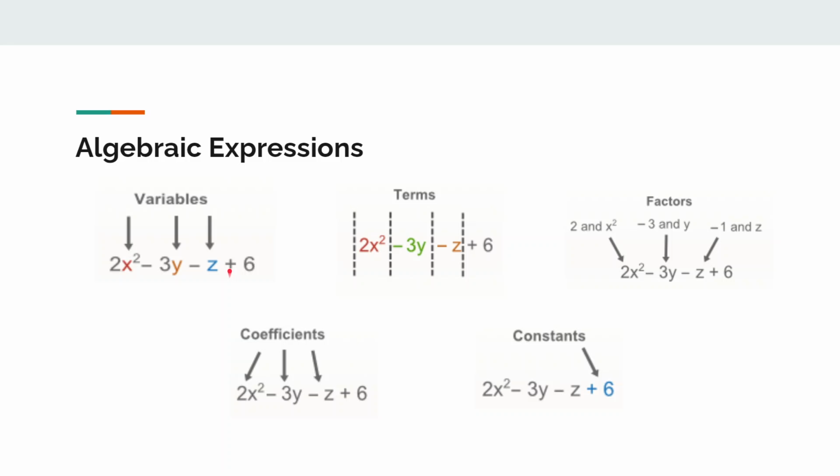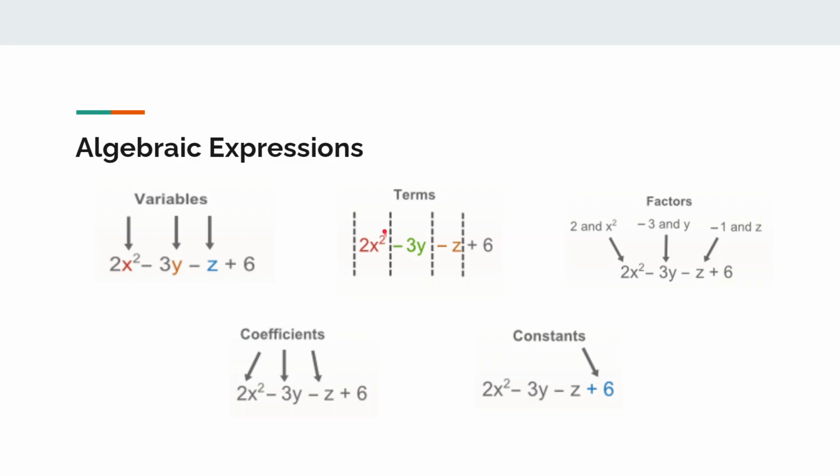Then we also have terms. Terms are variables and constants, or variables and coefficients, that are being multiplied or divided together. If you see an adding or subtracting symbol, that separates terms. So you'll see here the first term is 2x squared. It has a coefficient, it has a variable, and it has an exponent.